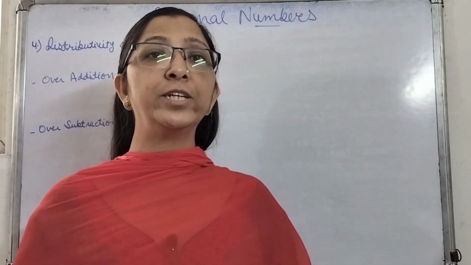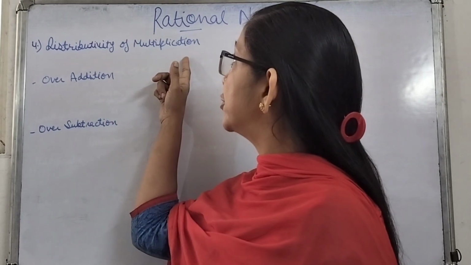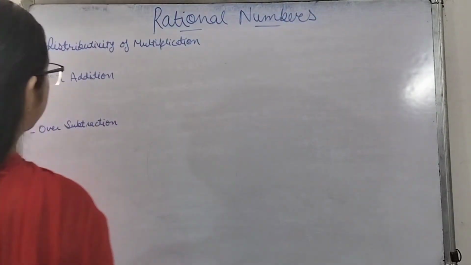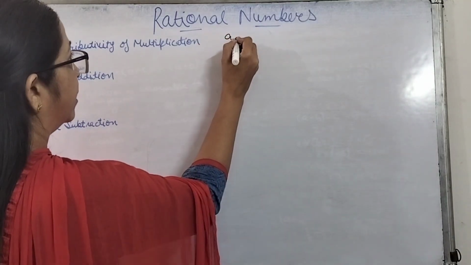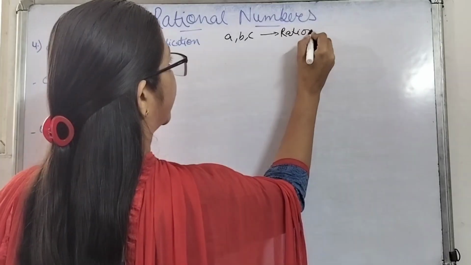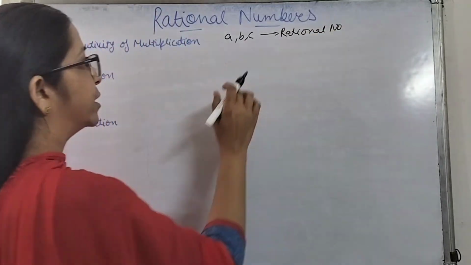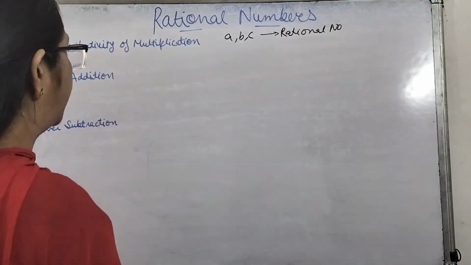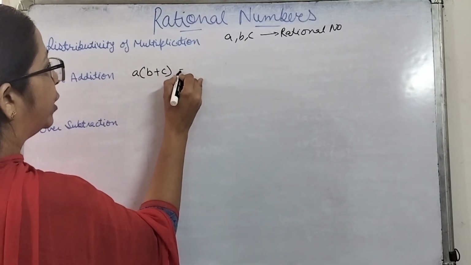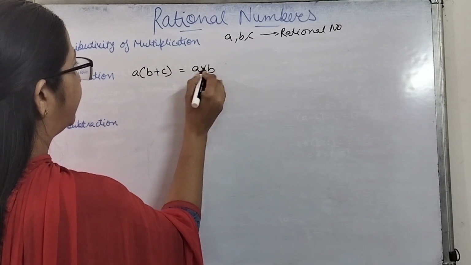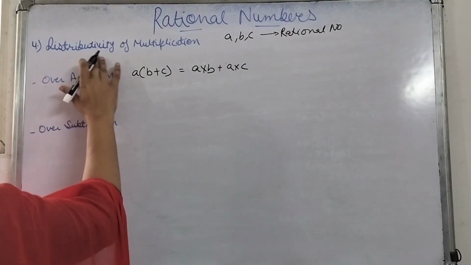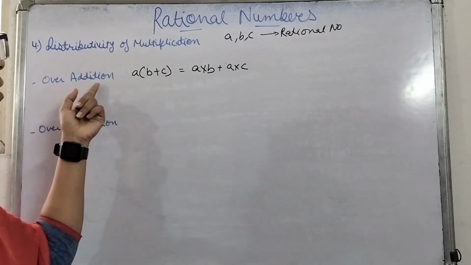Now let's understand what is distributivity of multiplication over addition and over subtraction. What this property says is that if A, B, C are any three rational numbers, then A multiplied by B plus C will be equivalent to A multiplied by B plus A multiplied by C. This is distributivity of multiplication over addition.